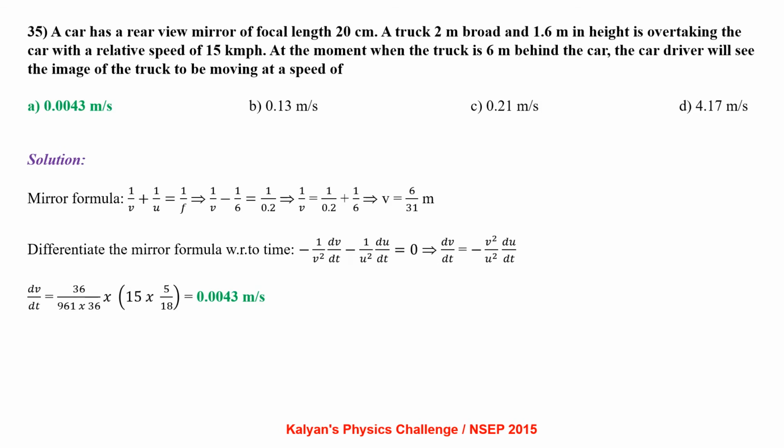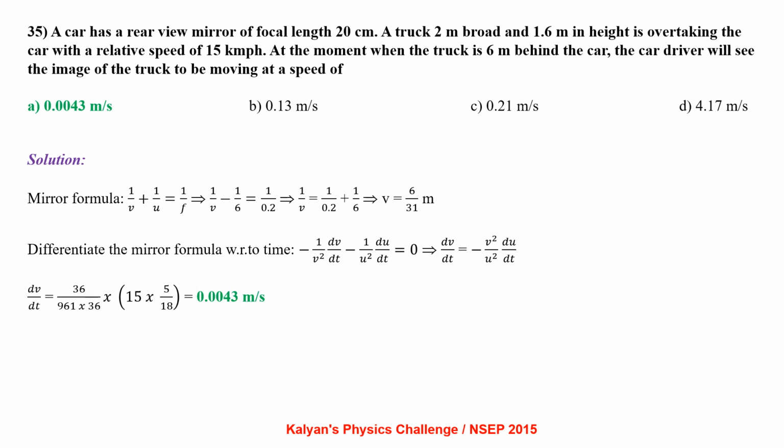A car has a rear view mirror of focal length 20 cm. A truck 2 meter broad and 1.6 meter in height is overtaking the car with a relative speed of 15 kmph. At the moment when the truck is 6 meter behind the car, the driver will see the image of the truck to be moving at a speed of.